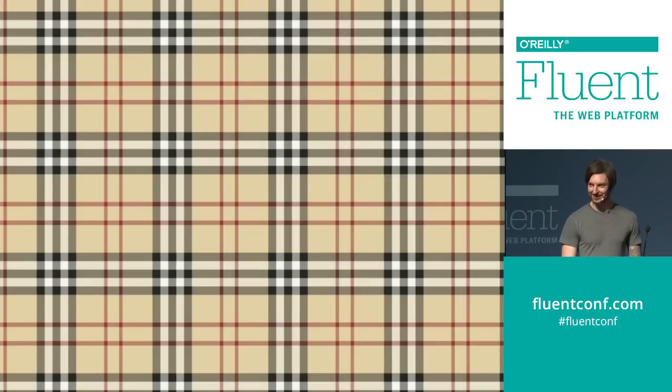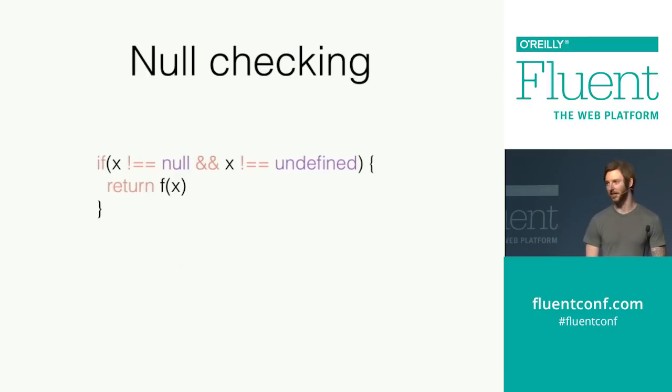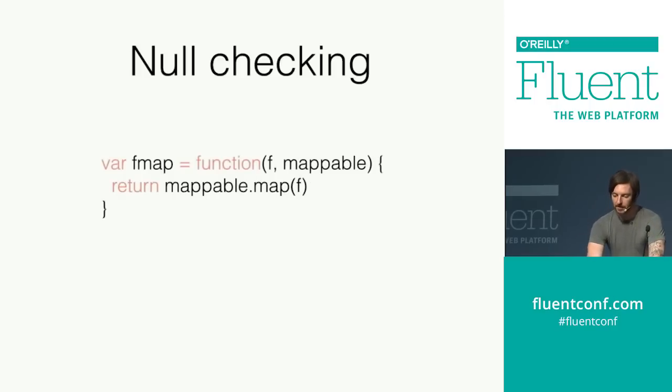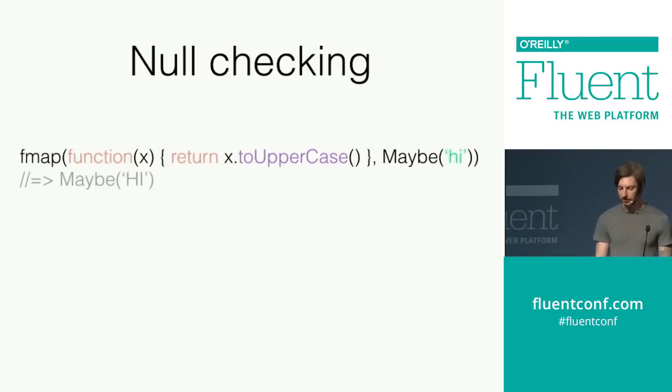So here's another pattern. We've got null checks. So we're going to run our function if it's there. And you can do that in a functional way by dropping our value inside a maybe and fmapping our function over it. We're going to see fmap a whole bunch. So let's look at what that looks like. So fmap takes a function and a mappable, and we're going to call .map on the mappable with a function. It's pretty easy. So how does it work?